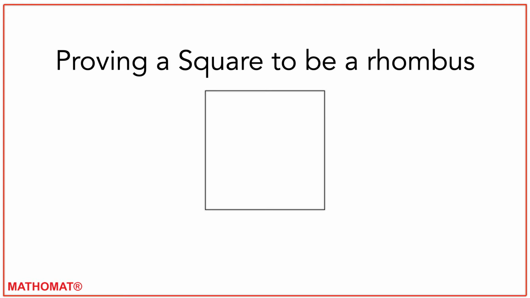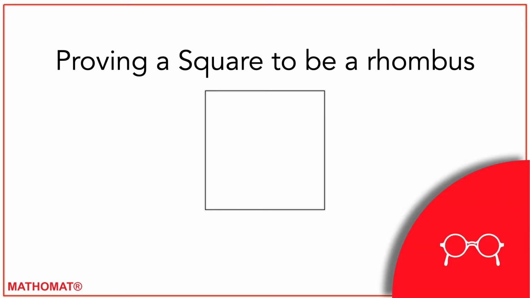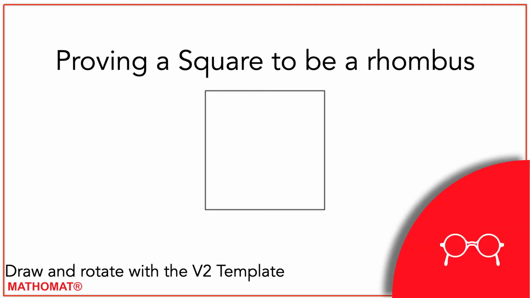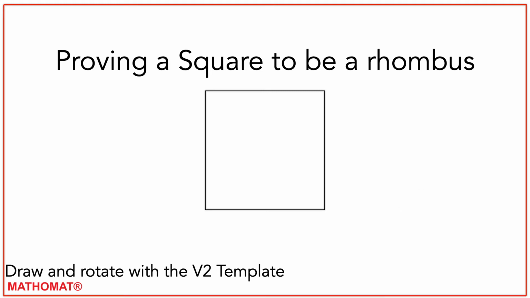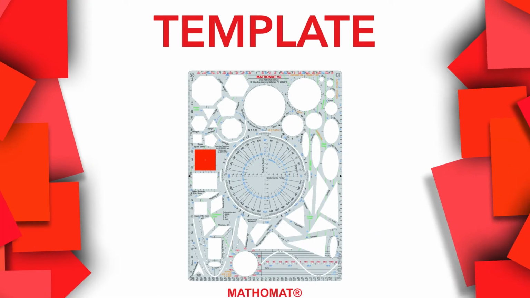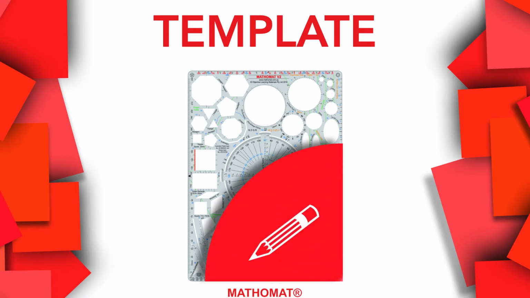I am going to demonstrate this with the template for you. We'll be drawing a square and I will rotate the template. I am going to use shape number 23 on the template. I want you to pay attention to the fact that I will use only one side of the square. I picked the left-hand side closest to the millimeter ruler. Have you got your template? Get some paper and a pen and follow along.